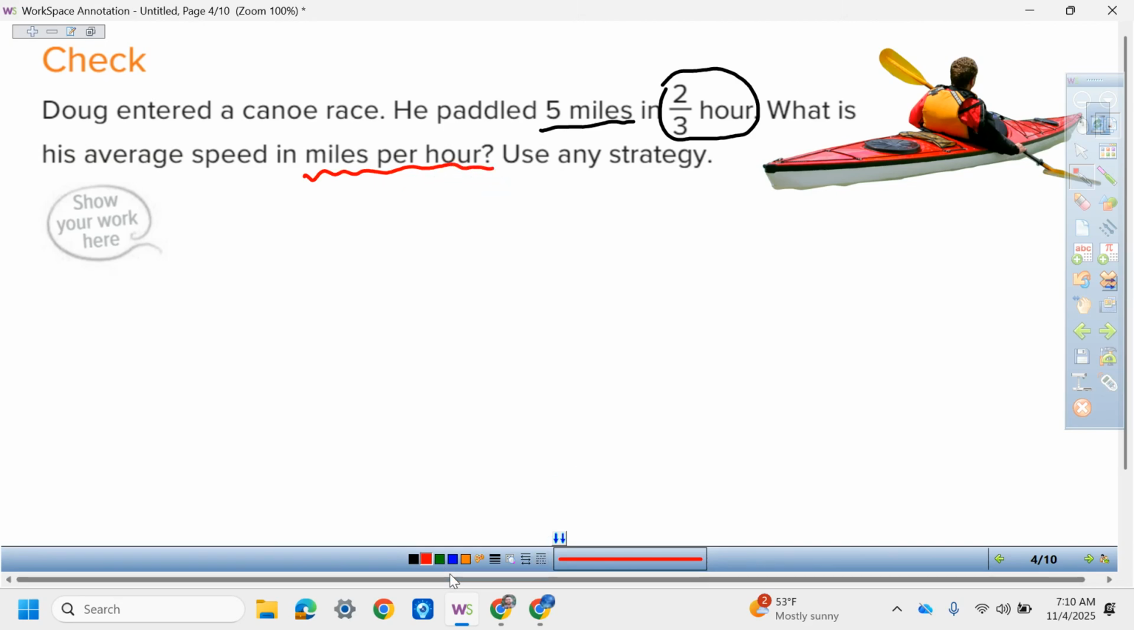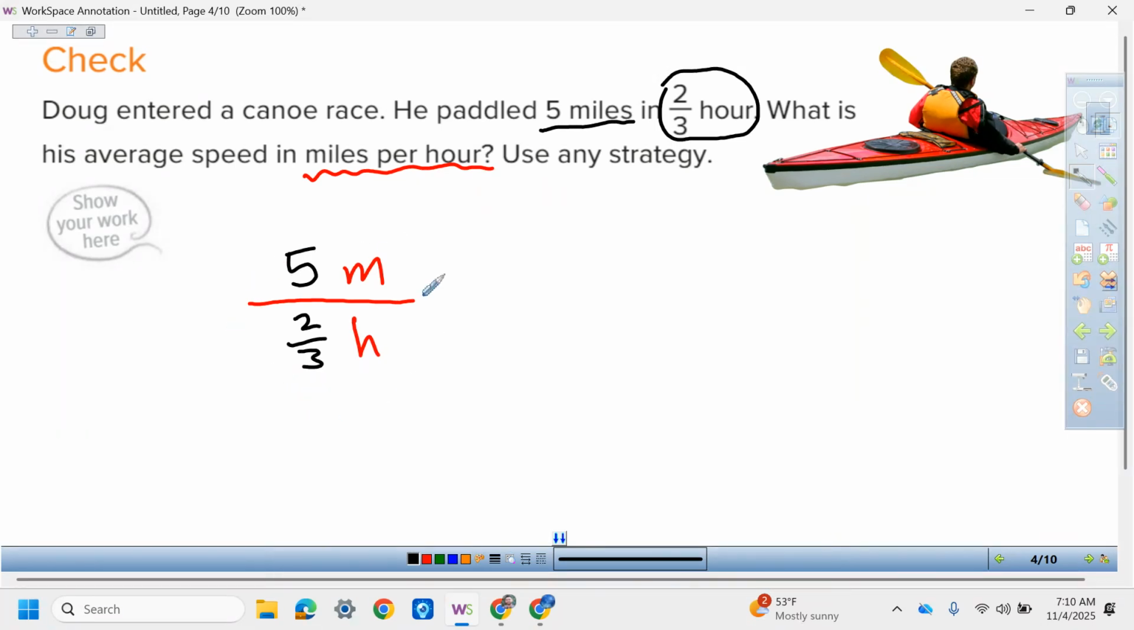Now, every time we set up a ratio, I'm going to expect you guys to set it up first. So what I mean by that, we're looking for miles per hour. So set up a ratio, miles on top, that fraction bar means per, and hours goes at the bottom. So now that our ratio is set up, let's go back and plug in the numbers where they belong. This says 5 miles, so I'm going to put that right here. This says 2/3 of an hour, so I'm going to put that right there.